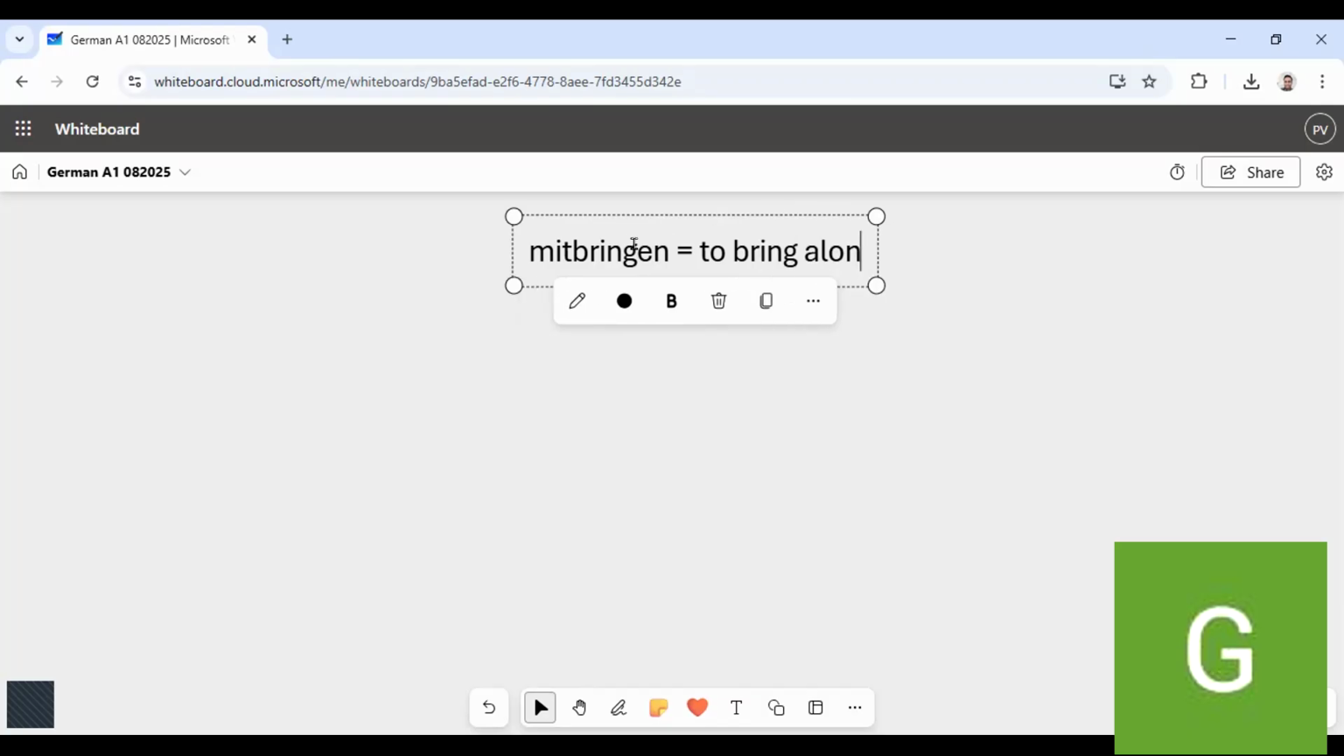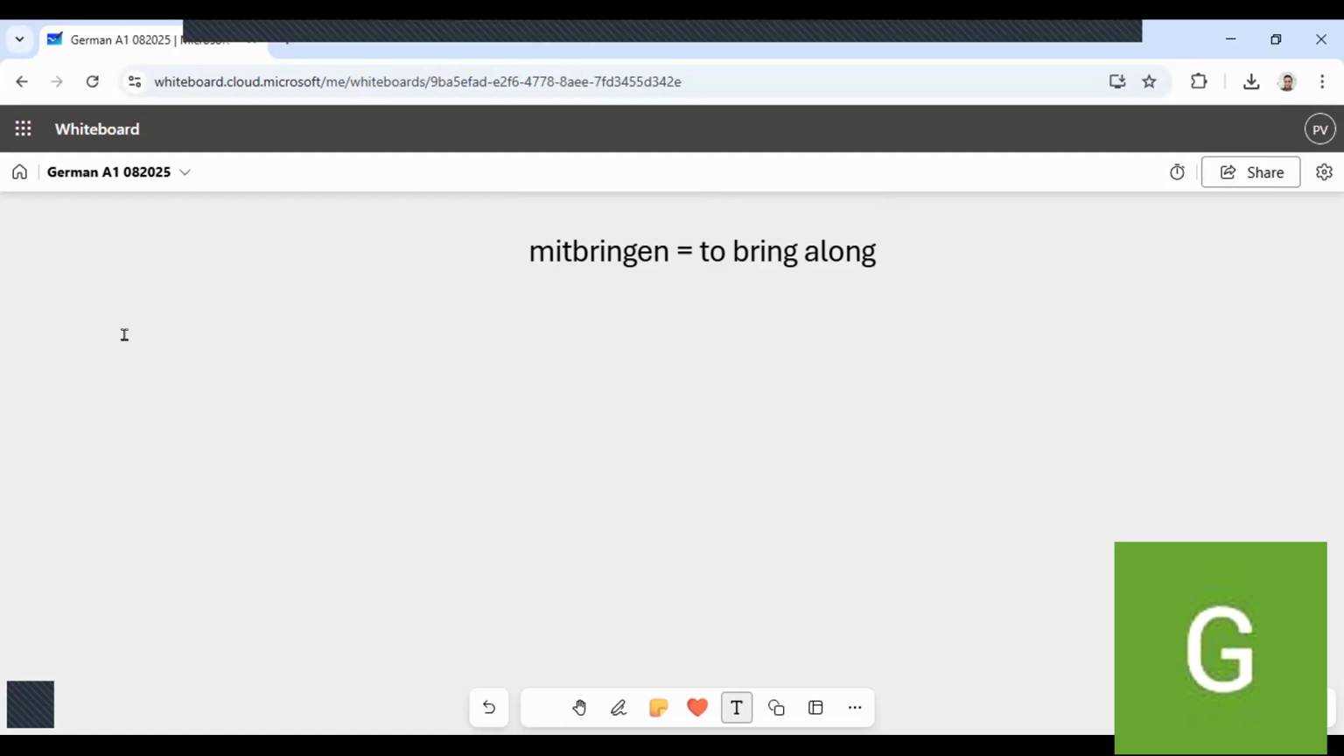If you are bringing something, suppose a friend is bringing pizza, another friend is bringing all the drinks. Okay, another friend is bringing some decorative items. So everybody will say, "Ich bringe etwas mit." Okay, so what will happen in this verb again? Mit is the first part and bringen is the second part. So mit will come at the last of the sentence. Okay.